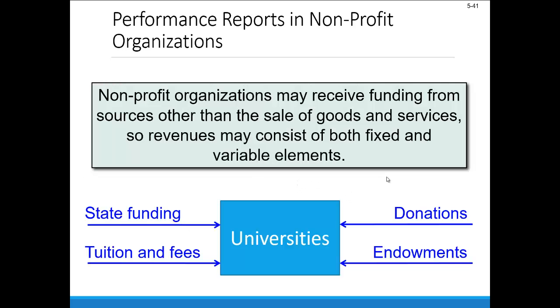A couple other notes here on performance reporting. Non-profit organizations, like universities, for example, can still do performance reporting in much the same way that we've spoken about in this chapter. But it's important to remember that they may get funding, so sort of revenue, if you will, from sources like state funding or some kind of fixed funding, donations, endowments in the case of universities, things that have components that don't move with activity or volume levels.